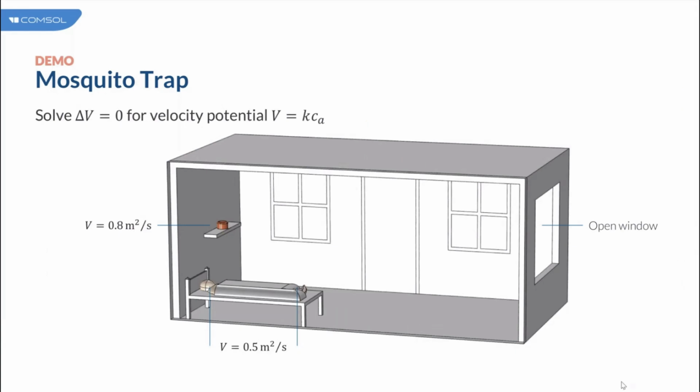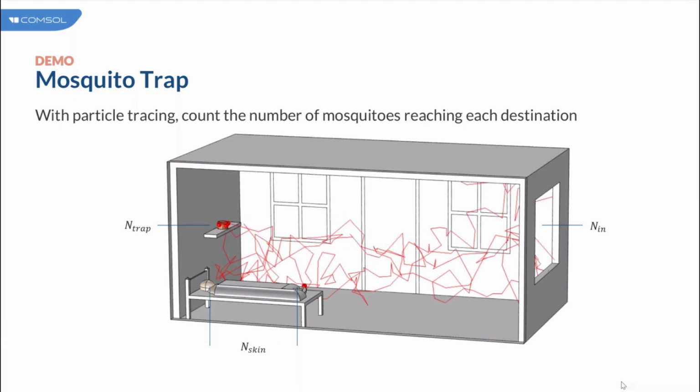Well, we've modeled the velocity potential distribution. And it's fairly easy then to use that in a particle tracing simulation, which follows individual mosquitoes as they fly across the room. Our particle tracing interface has a Brownian motion feature that you can use for the random flight. And then you can add the contribution from the velocity potential that we've defined here. Do this for enough mosquitoes, and counting the number of mosquitoes reaching the trap or the skin as you go, you'll get a measure of the effectiveness of the trap. And I will show you this model in a minute, but first let's consider an alternative implementation.